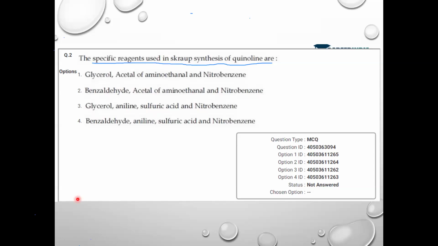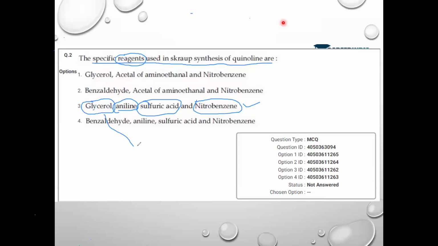What will be used? Option 3, yes, VK, very good, option 3 is correct, right? If you remember, we have talked that glycerol will be converted into acrolein in the presence of this sulfuric acid, and then it will react with the aniline. And this nitrobenzene is used as a reagent. Actually they have asked reagents, but it is really a catalyst, or a supporting material. But for the synthesis of quinoline, we require sulfuric acid, aniline and glycerol.